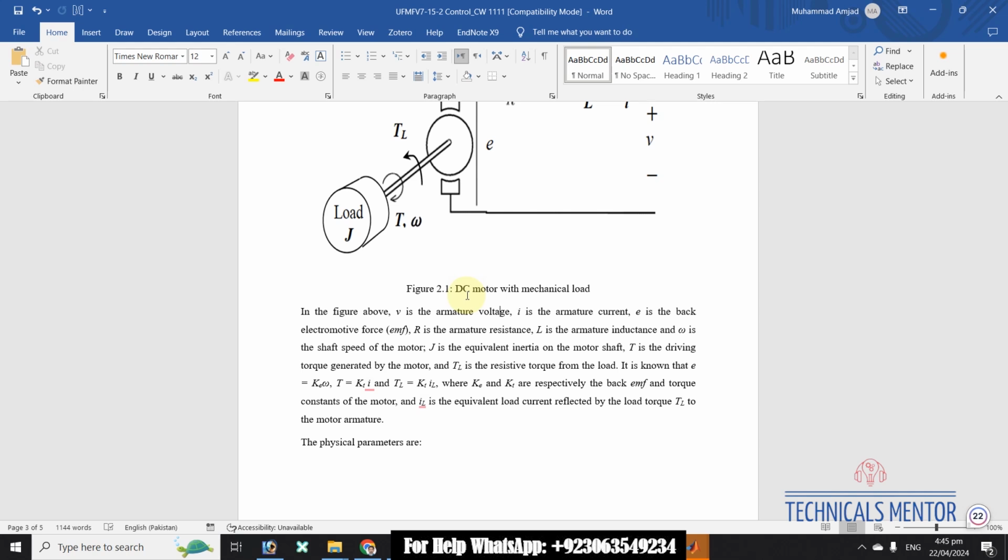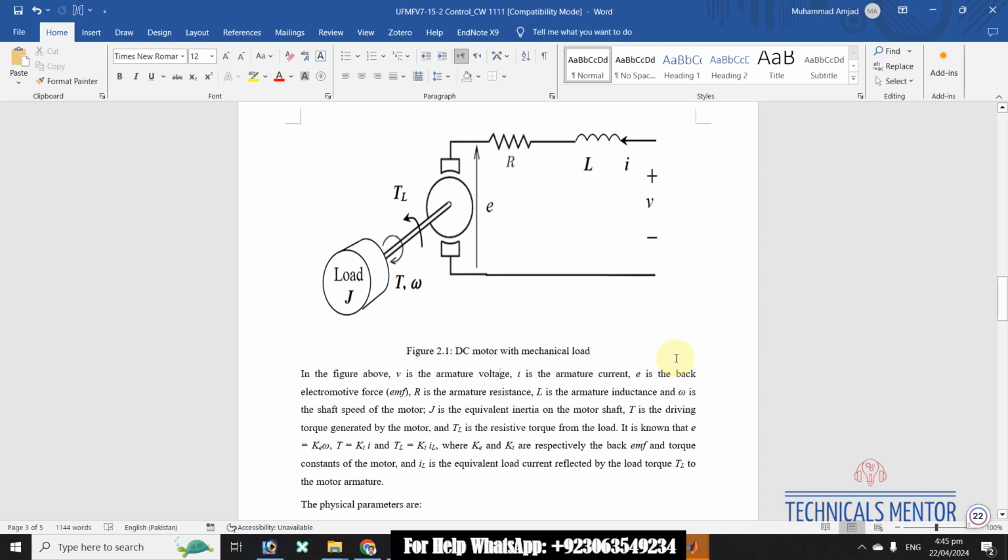In the above figure, V is the armature voltage, I is the armature current, E is the back electromotive force (EMF), R is the armature resistance, L is the armature inductance, and omega is the shaft speed of the motor. J is the equivalent inertia on the motor shaft. T is the driving torque generated by the motor, and TL is the resistive torque from the load.